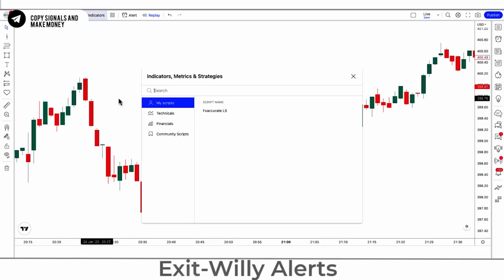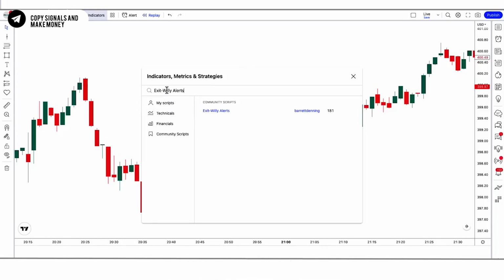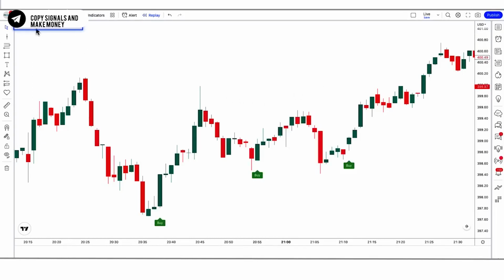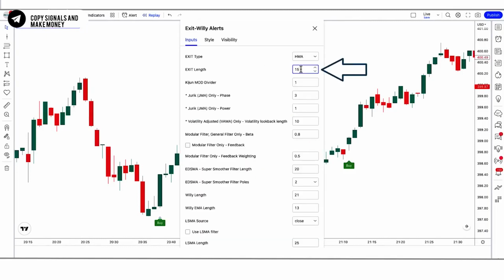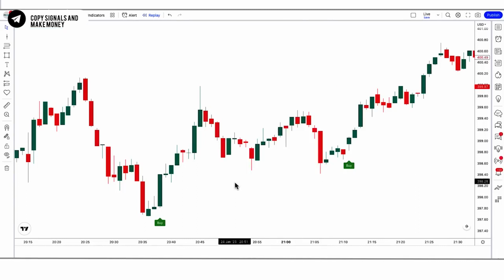First of all, we will search Exit Willy Alerts indicator in the search box of TradingView. After that we have to click on Exit Willy Alerts by Barrett-Denning option, in which we have to change some setting. We have to change this exit length option from 15 to 21. After that we have to apply another indicator on the chart.